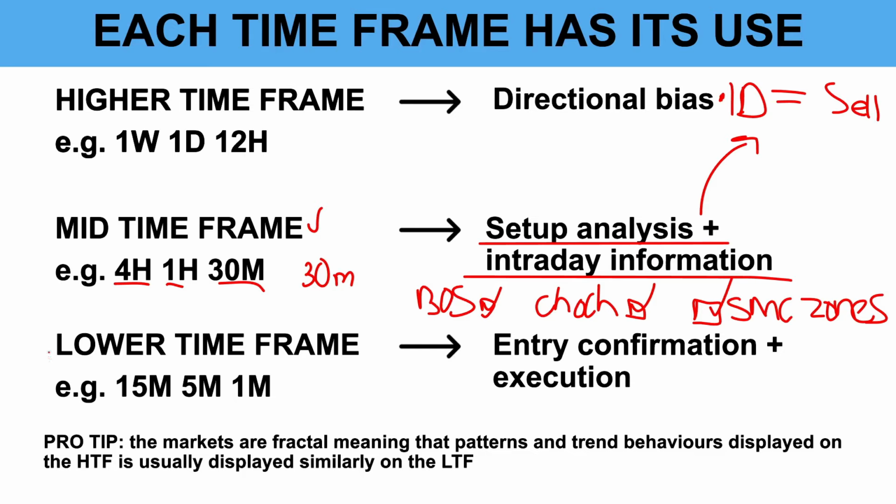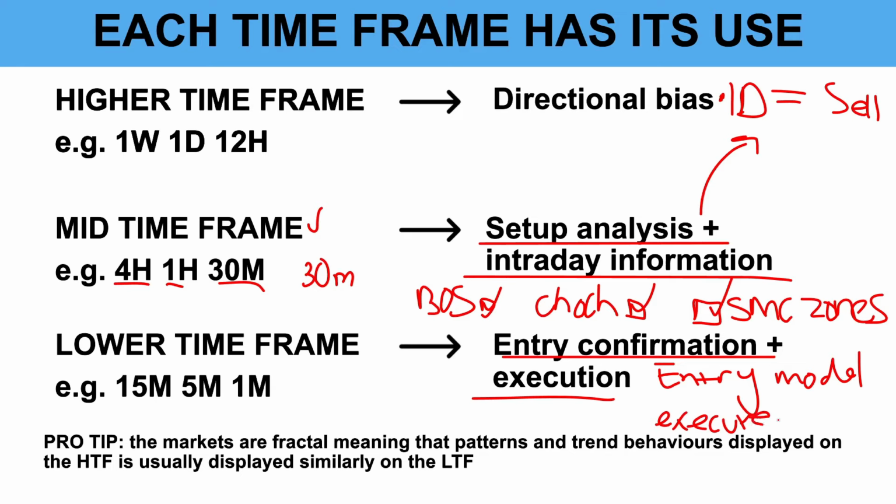Then we move on to the lower time frame. And the lower time frame is all about entry confirmation and execution. When we are in the lower time frame, we should already have our bias, our trend, our idea of whether we're going for buys or shorts. We should already be understanding whether we need to get a confirmation or not. Everything should already be sorted out. And on the lower time frame, all I'm looking to do is use an entry model, and then execute my trade.